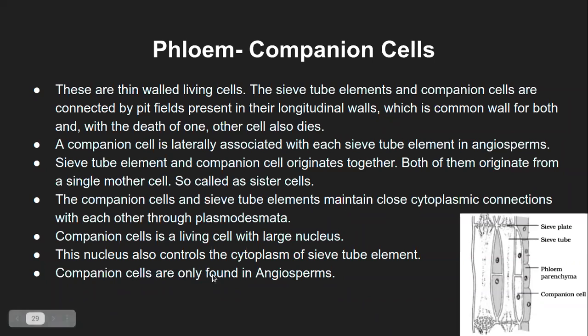And these companion cells are only found in angiosperms and not in gymnosperms or pteridophyte type of plants. The reason is probably very clear, because the arrangement of the sieve tube is very specific in angiosperms. In gymnosperms, these are just perforated or porous walls, and the water moves through zigzag movement. That is the phloem tissue in gymnosperms. And in angiosperms, we have this proper arrangement of the sieve tube along with the companion cell.